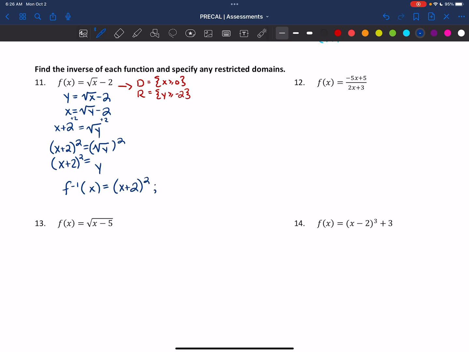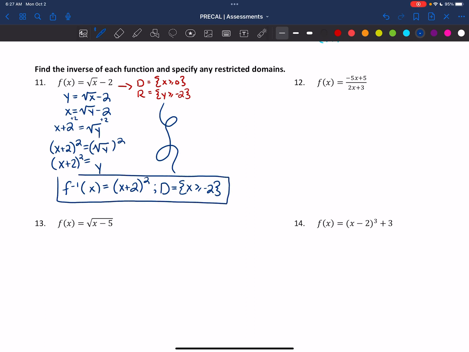We also need to state what the domain would be. The domain is going to come from the range of the original. So it's going to be x's greater than or equal to negative 2. There we go.